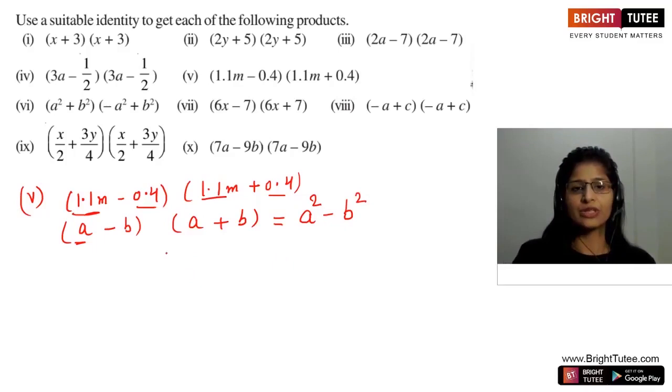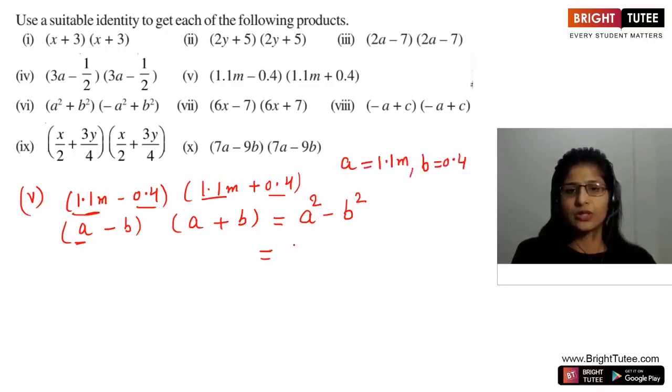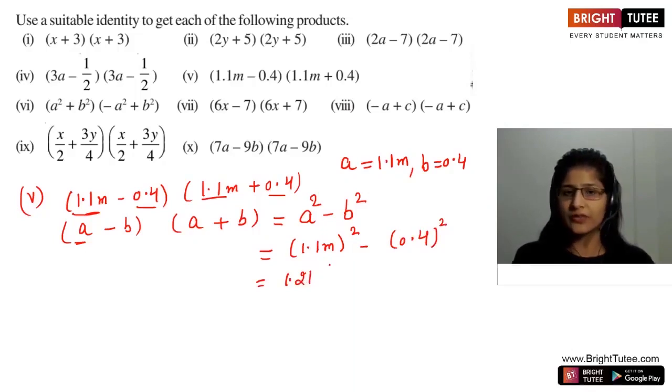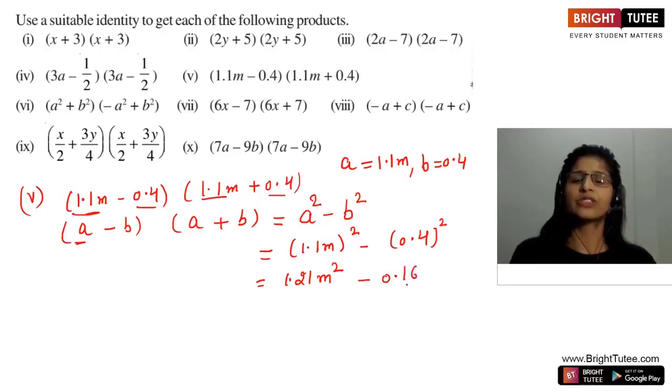So we are going to just solve it. It will be equal to a square minus b square. So after comparing, we know that a is equal to 1.1 m and b is equal to 0.4. So 1.1 m whole square minus 0.4 whole square. So what will we get? 1.1 square is 1.21, so 1.21 m square minus 0.4 square is 0.16. So this is the answer.